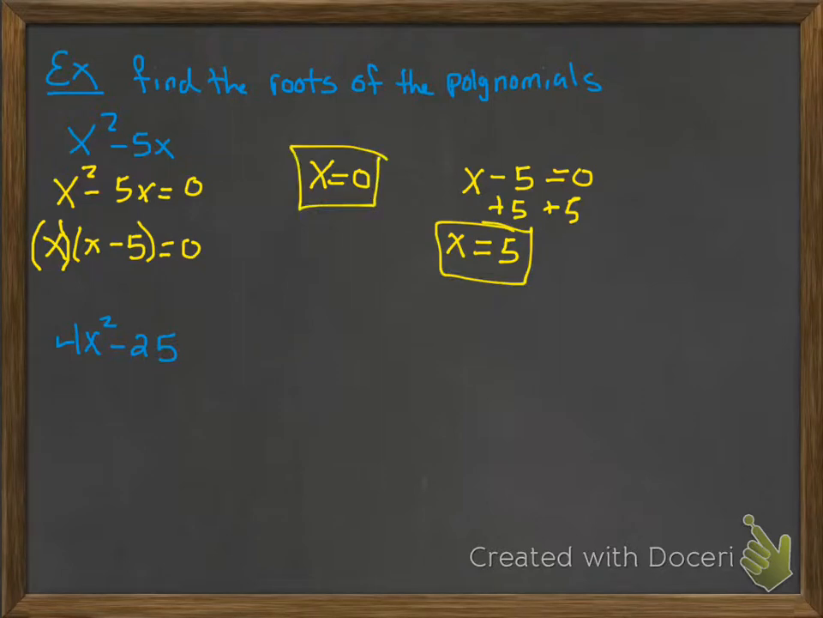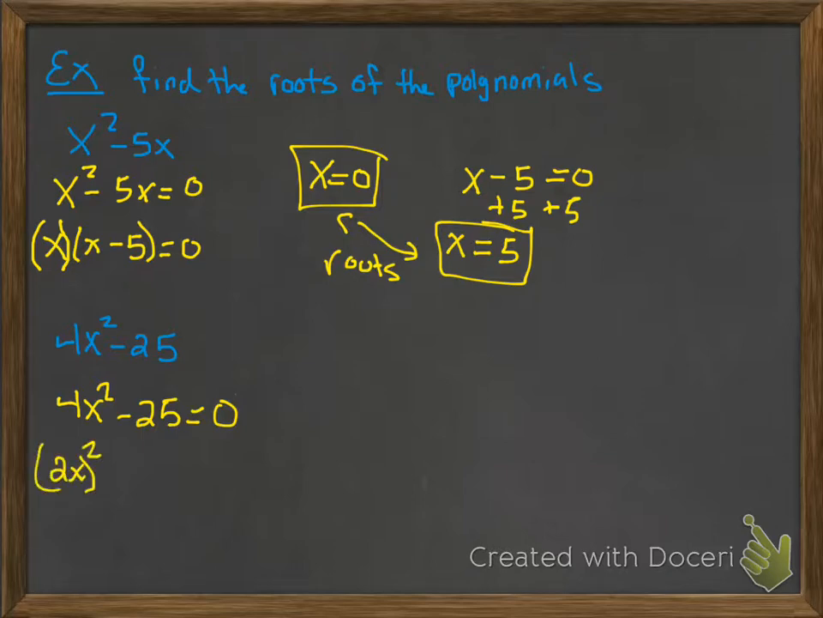So in this last one here, I want to find the roots. So these are our roots right here, by the way. I want to find my roots. So set it equal to 0. 4x squared minus 25 is equal to 0. And this is the difference of two squares, because this is really just (2x) squared minus 5 squared is equal to 0.